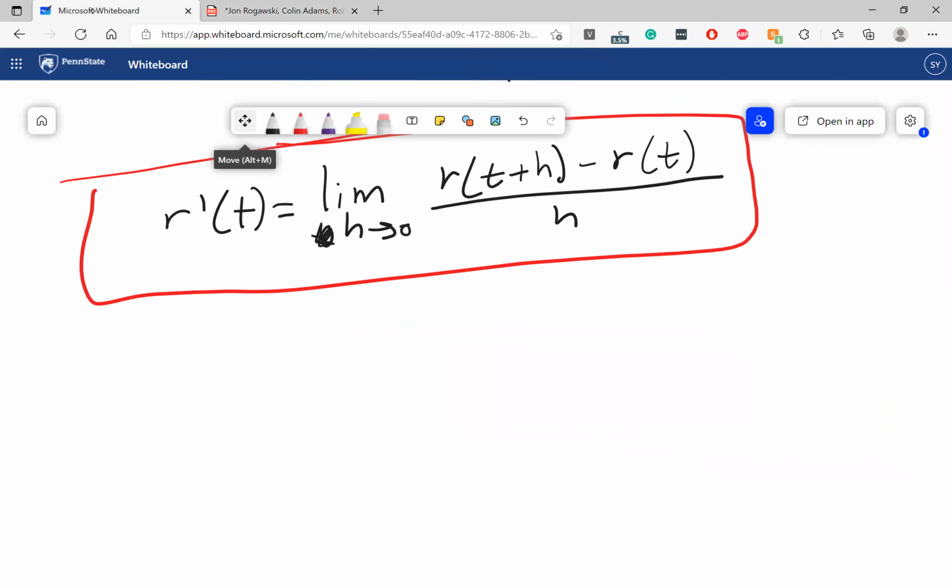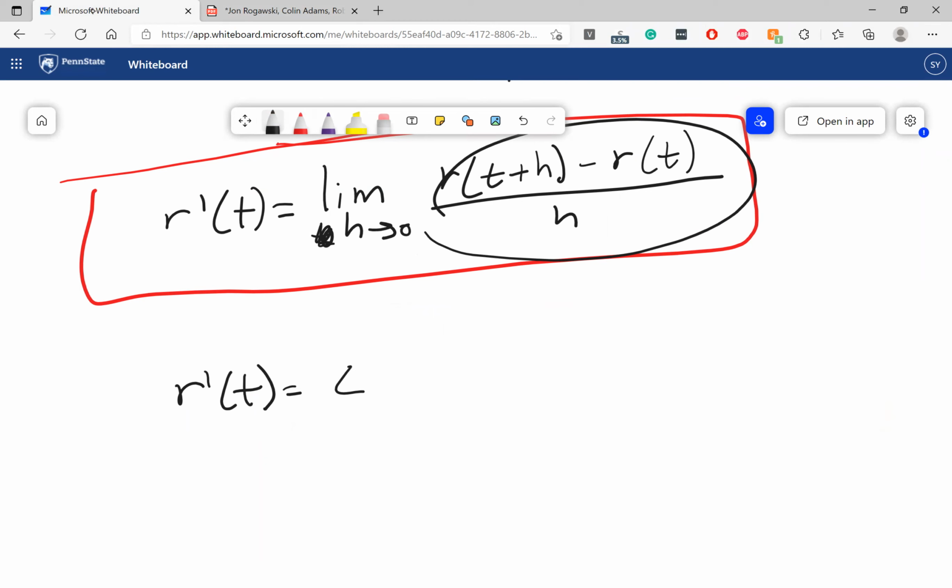So that tells us r prime of t. Well, because we can put this limit into each component, r prime of t is going to be equal to x prime of t, y prime of t, and z prime of t. Okay, so far everything is very similar to Calc 1.